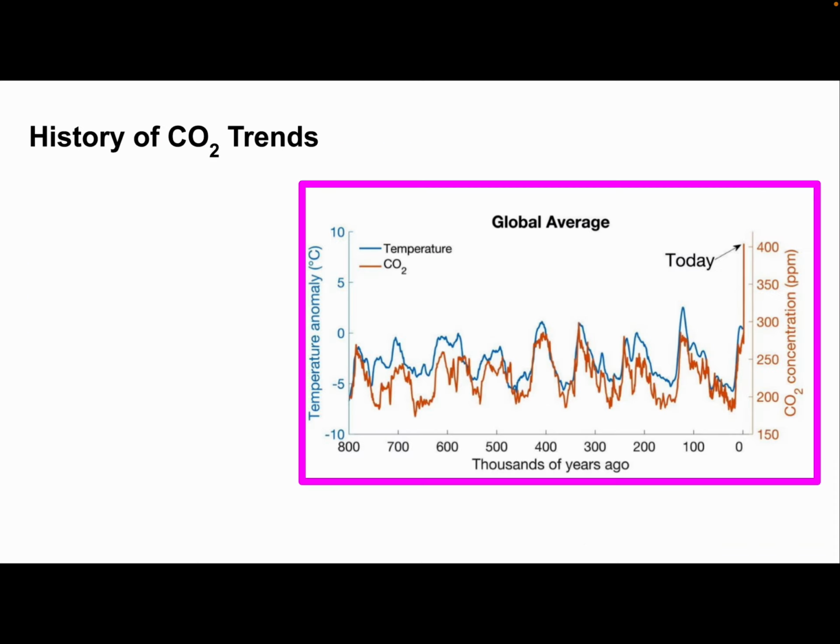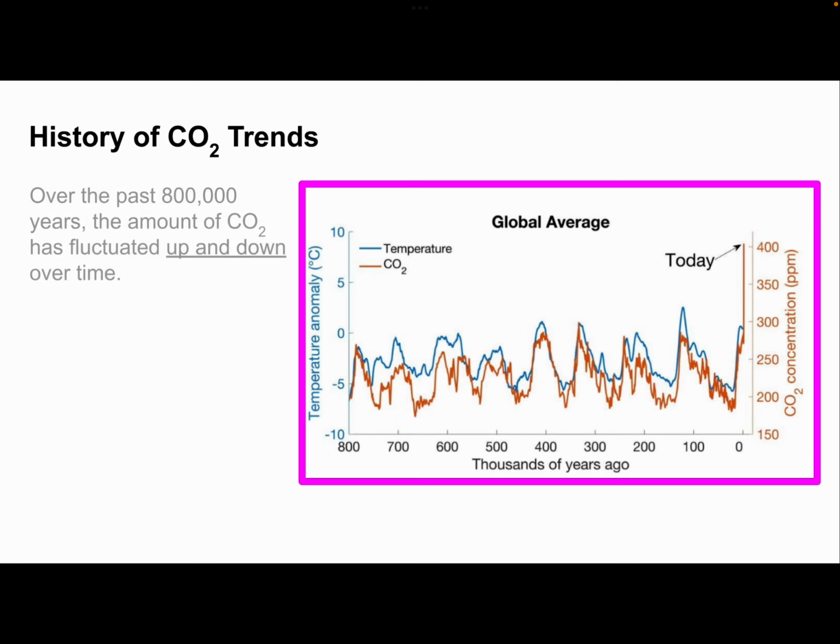So, history of CO2 trends. This is a graph showing the amount of CO2 in the atmosphere over the last 800,000 years. And what we see is that it's fluctuated. It's gone up and down over time. It goes up, it goes down. Very much an up and down kind of trend.